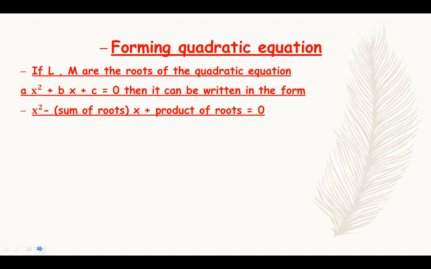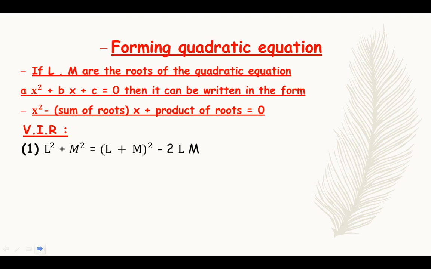So if we want to form a new quadratic equation, we are going to use this rule: x power of 2 minus sum of roots multiplied by x plus product of roots equals 0. Very important remarks. These remarks are very important in solving these problems, okay? You have to memorize them very well and remember them carefully.